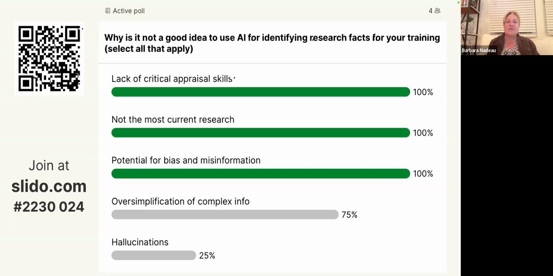So AI is much better for creating things, like using it to help us create objectives, or we're going to use in a minute on creating a case, than it is for actually looking at research. So just a caution about that.